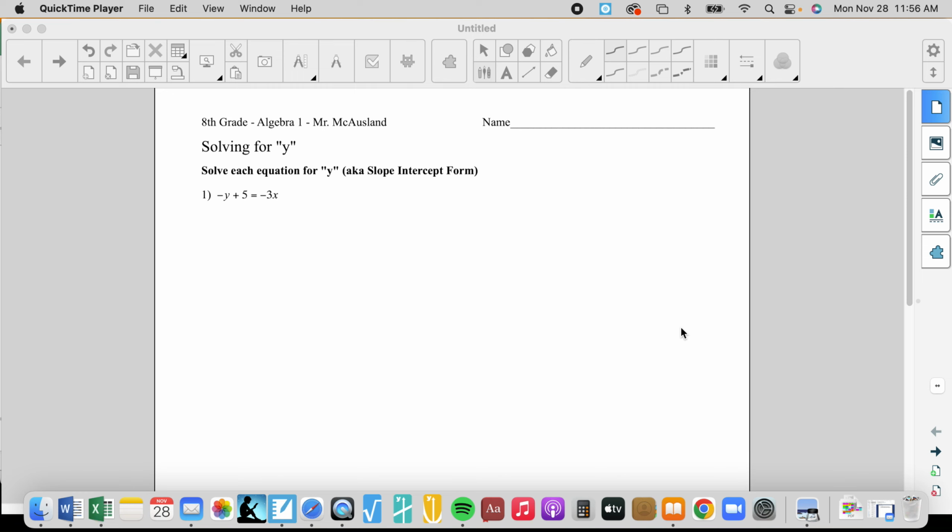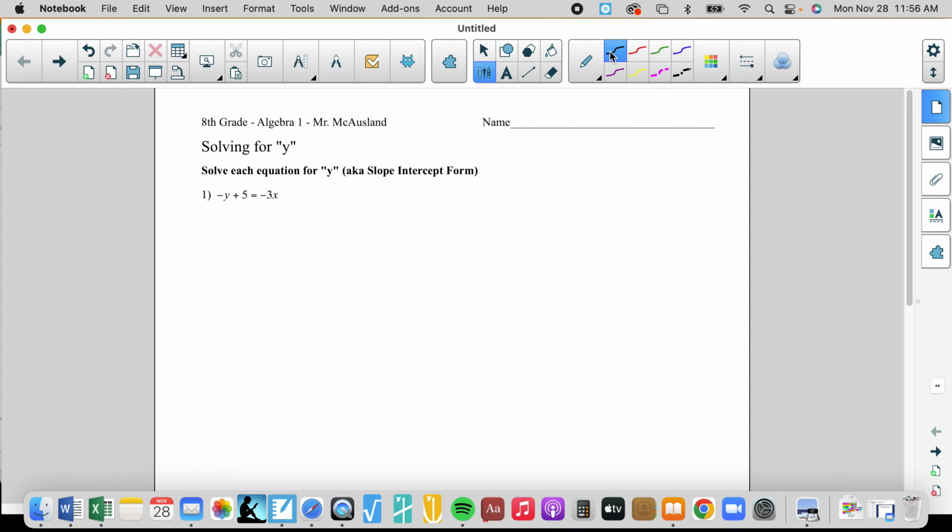So here we are starting in the section of linear equations, equations that will create lines. Their solutions will create lines. So there are going to be three formats that we'll be dealing with. The first one today is slope-intercept form. And slope-intercept form is in the form of y equals mx plus b.